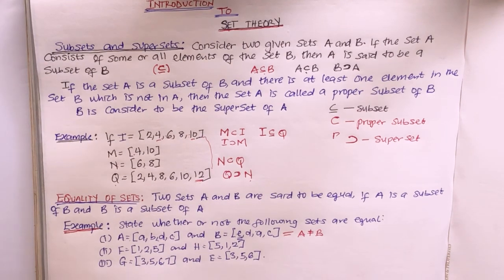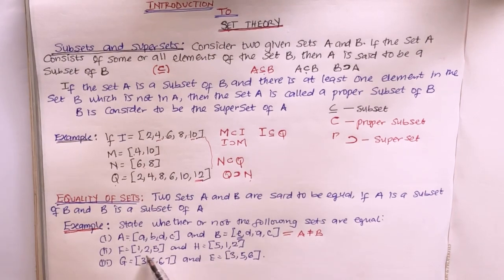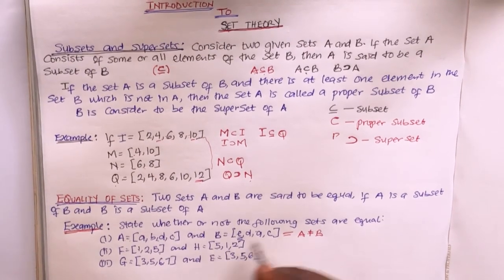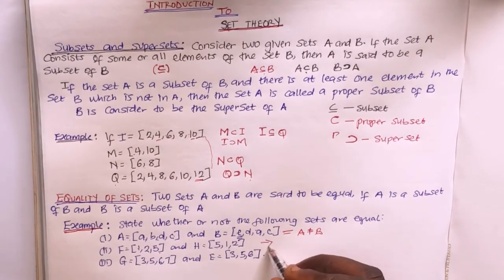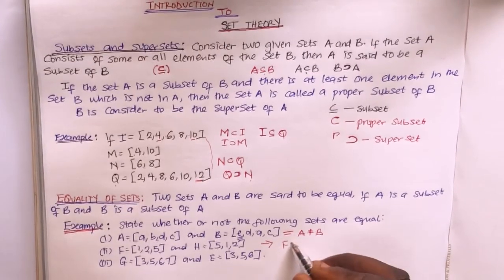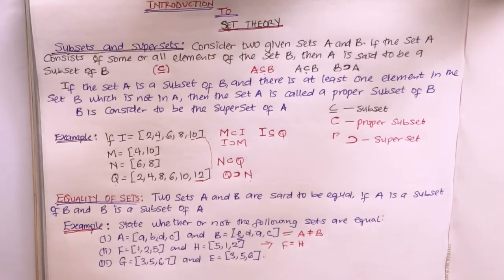Now checking set F. My set F equals 1, 2, 5. Set H is 5, 1, 2. Can you see that at least each element, you don't consider the arrangement. Just check: are the elements equal? Once they are equal, that's final. I'm having 1 here, 1 here; 2 here, 2 here; 5 here, 5 here. That means my F is equal to H. That's what we mean by equality of sets.